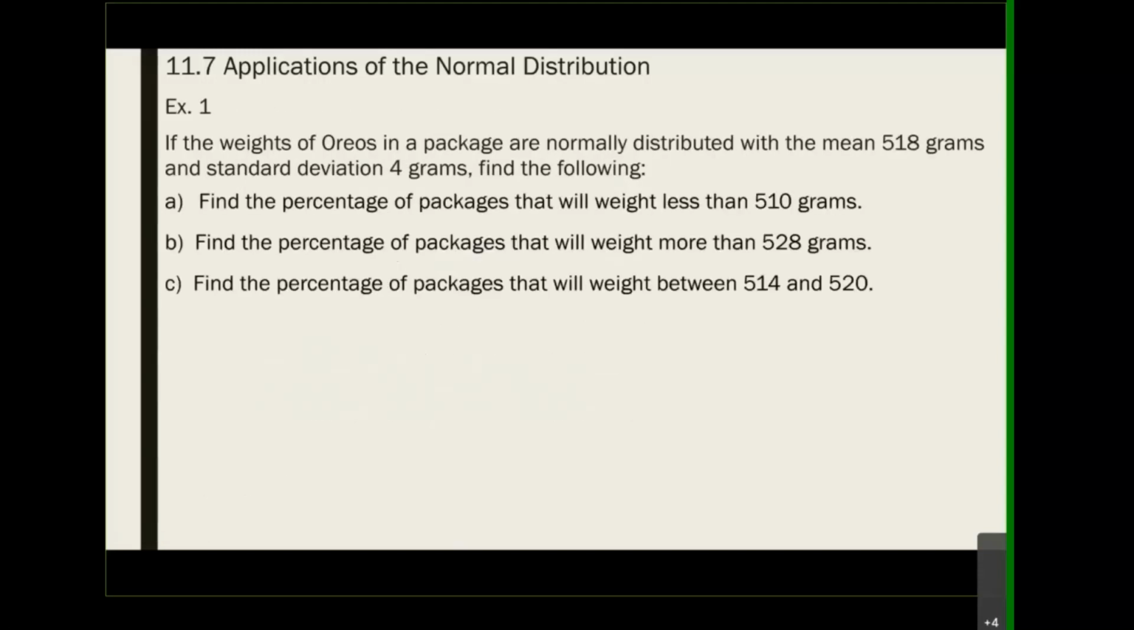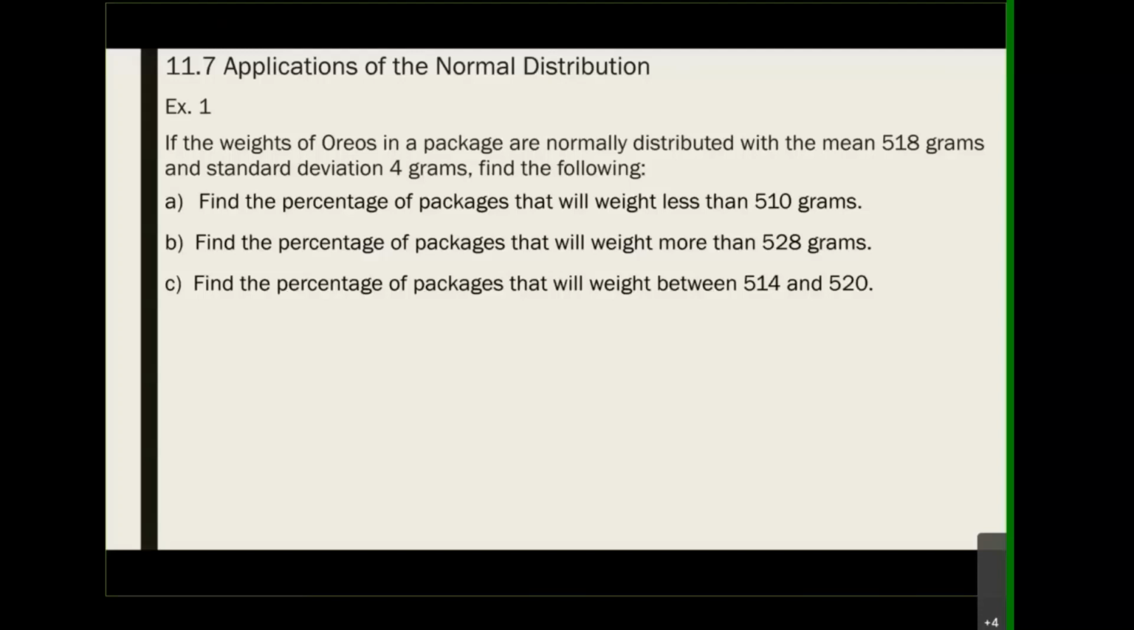So this is what they say: if the weights of oil in a package are normally distributed. The only reason they put in normally distributed is that your data is a bell-shaped curve. Without that, we don't know what the data is. We don't know if it's skewed to the left, skewed to the right, scattered, or whatever. But normally distributed is good, which is a bell-shaped curve. The mean, the median, and the mode are at one location, right? With a mean of 518 grams and a standard deviation of 4 grams, find the following.